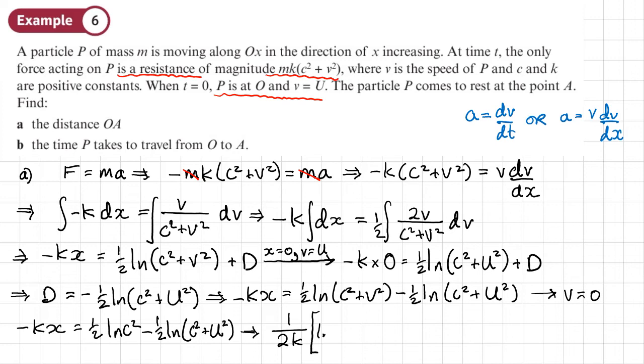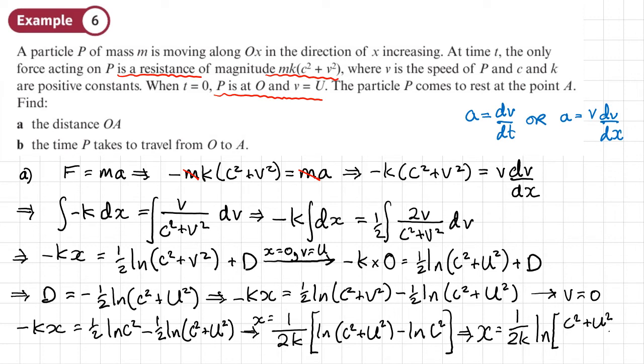So natural log (c squared plus u squared) minus natural log c squared. And then what we can do is we can put those logs together. So x is equal to 1 over 2k, and then the natural log of, we will have c squared plus u squared divided by c squared, like this. So that represents our distance OA.